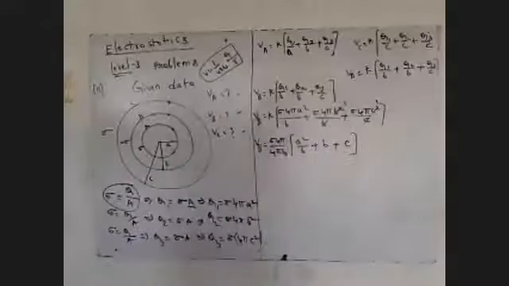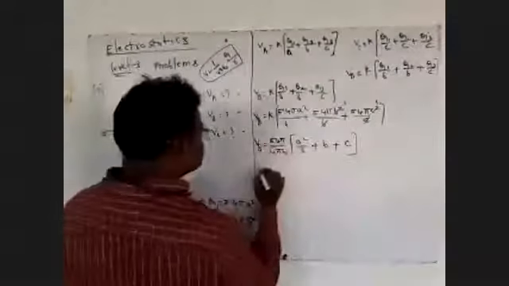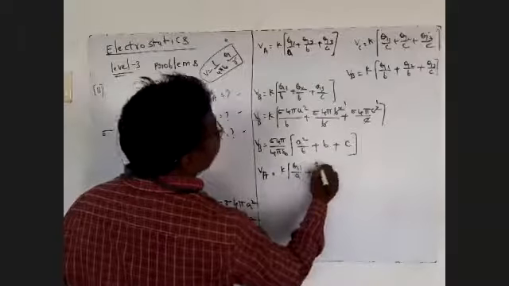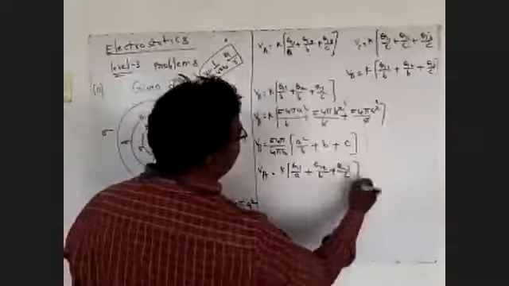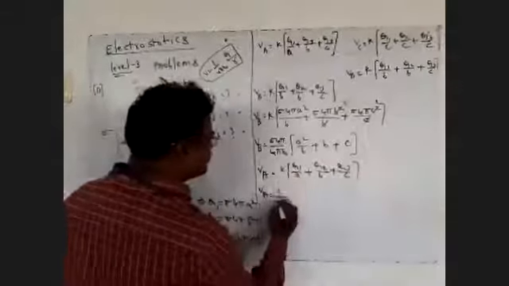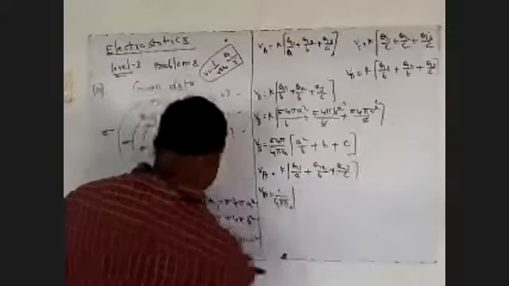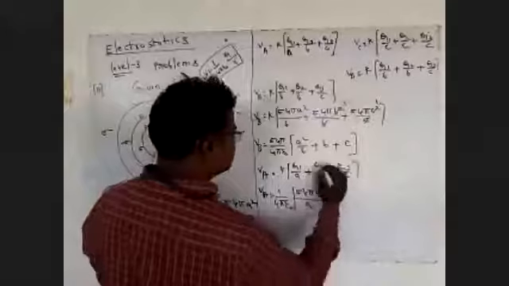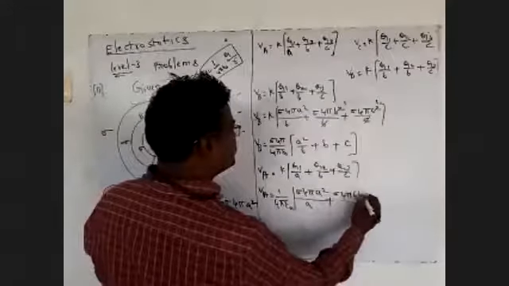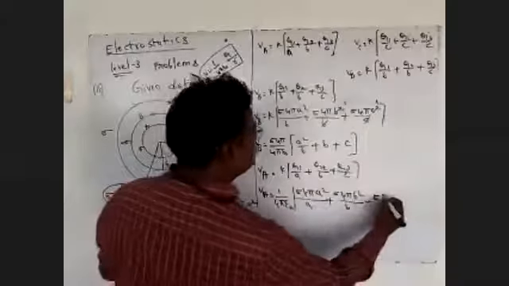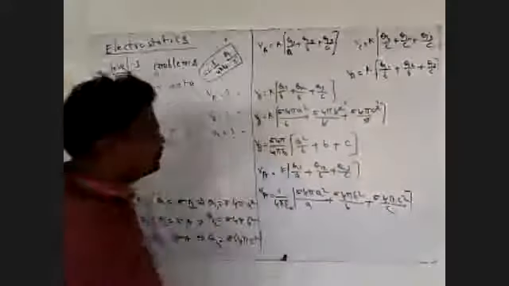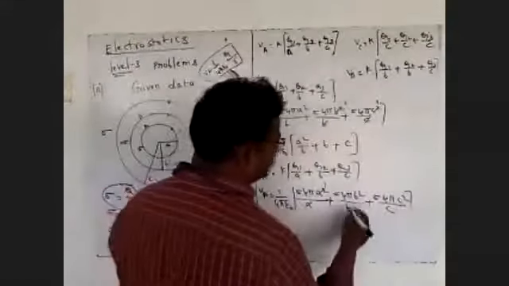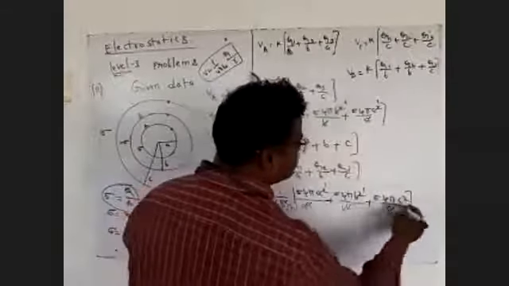Next, the VA value. VA is equal to K into Q1 by A plus Q2 by B plus Q3 by C, where K is 1 by 4 pi epsilon naught. Q1 means sigma 4 pi A squared by A, Q2 means sigma 4 pi B squared by B, and Q3 means sigma 4 pi C squared by C. Here A cancels leaving one A, B cancels leaving one B, and C cancels leaving one C.